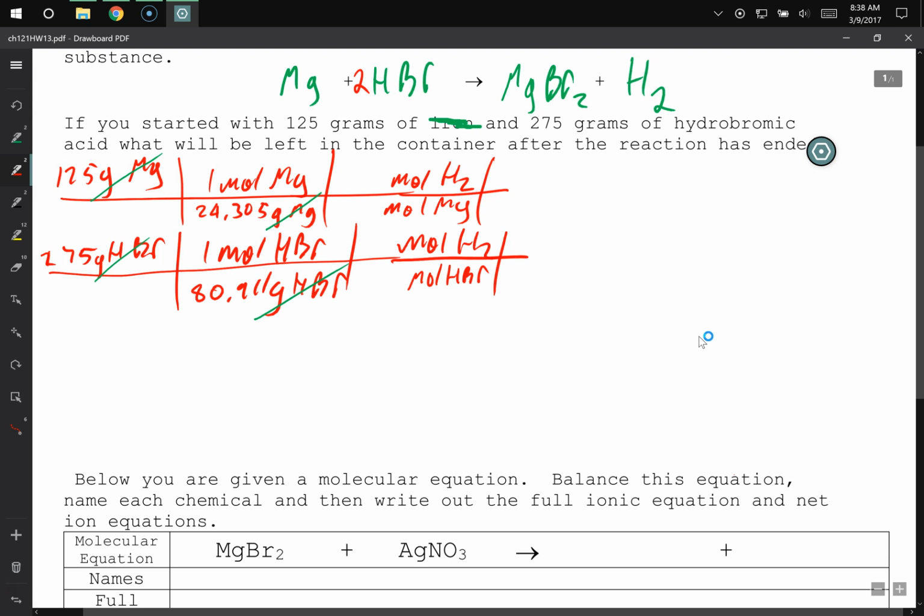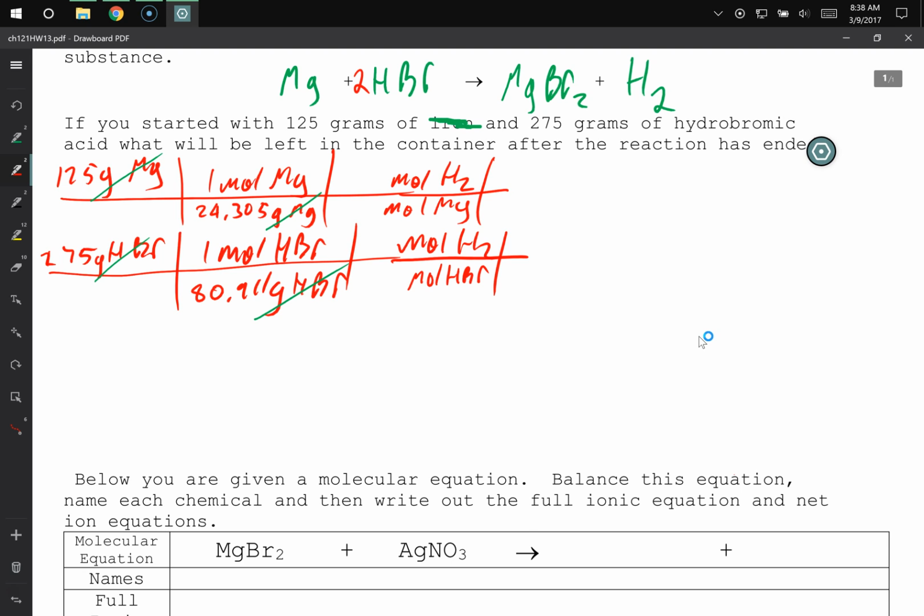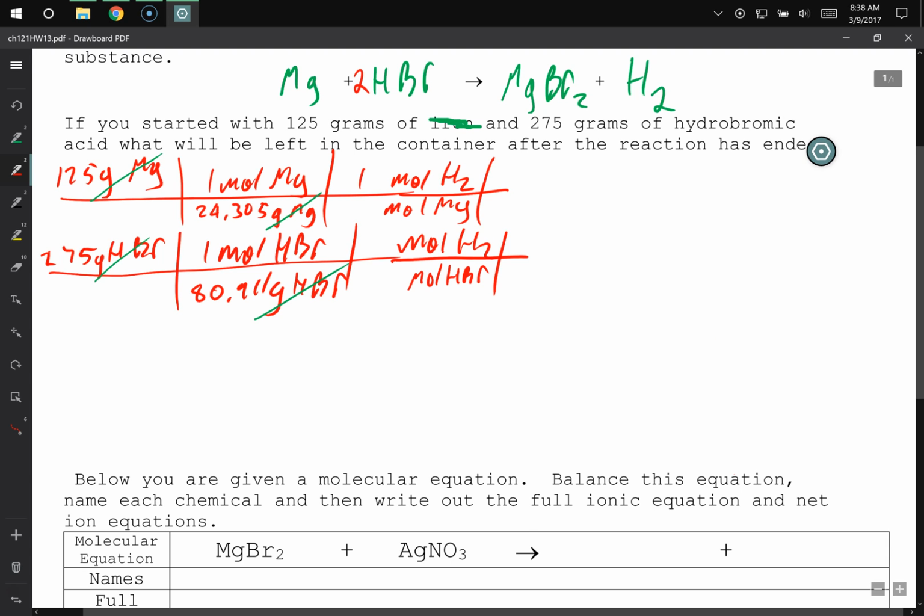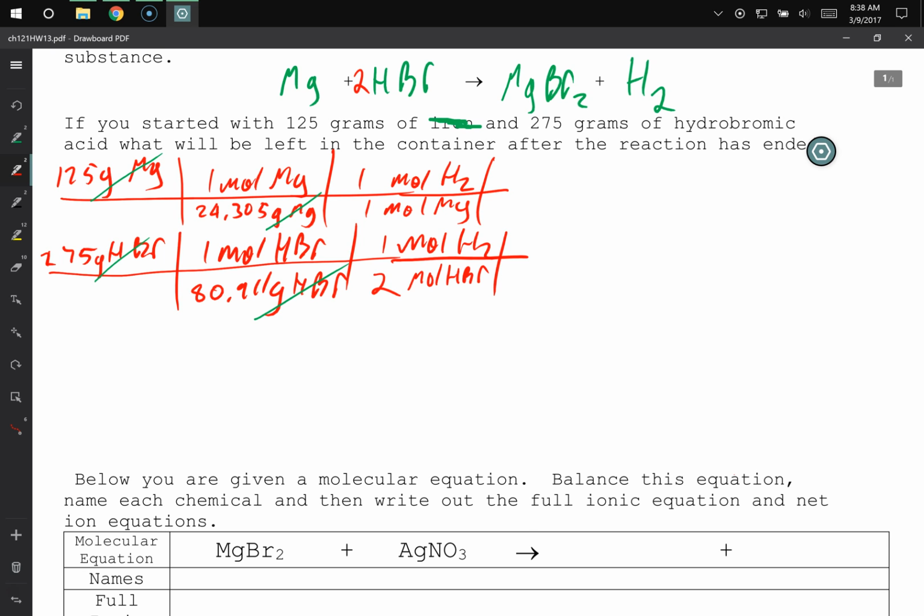And it's 1 mole of hydrogen for both of these. And the magnesium, it's 1. And for the hydrobromic acid, it's 2. Where did those numbers come from? Just look at the balanced chemical equation, and the only thing that's got a number other than 1 is the HBr, so I throw a 2 in front of the HBr.